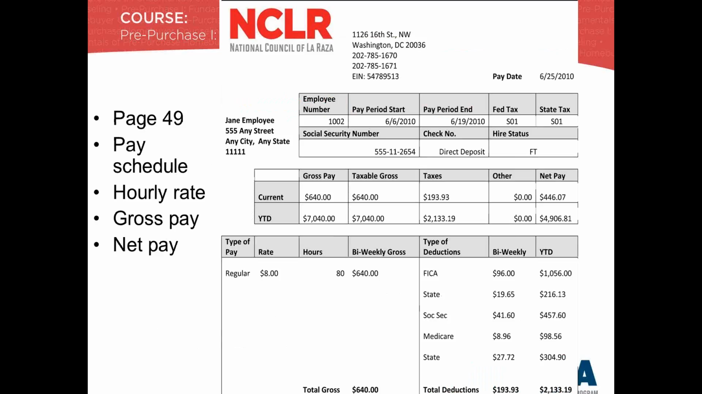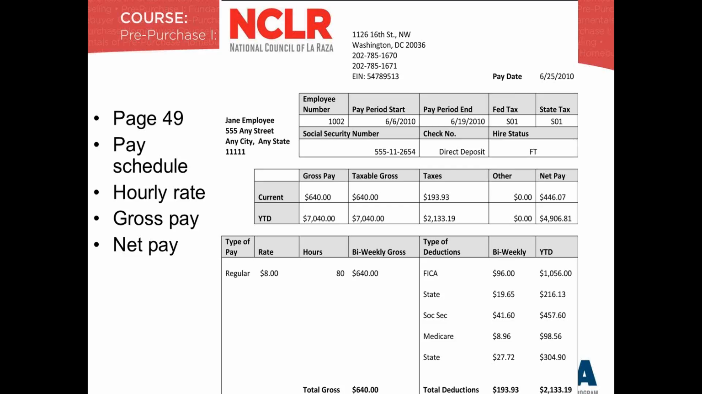So here's an example of a pay stub. And so let's look at this pay schedule together. So the first thing you'll notice is you can see their hourly rate listed down there in the bottom left-hand box is $8 an hour. The hours are listed, 80 hours.